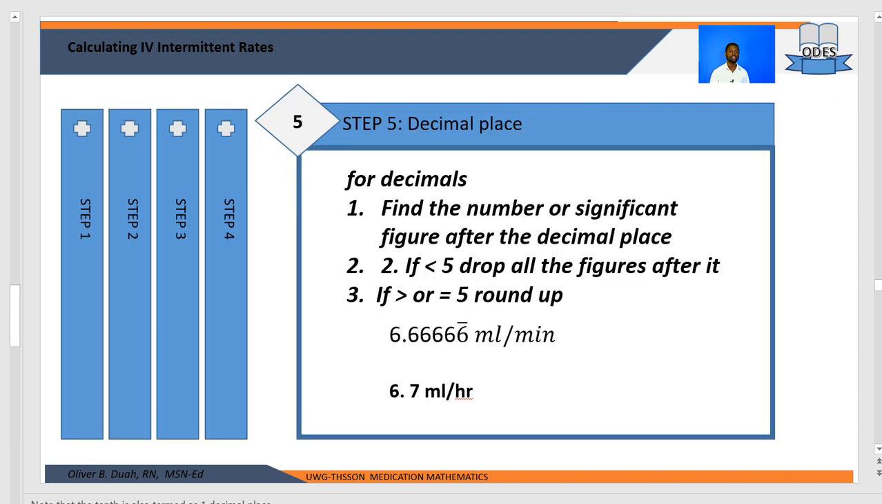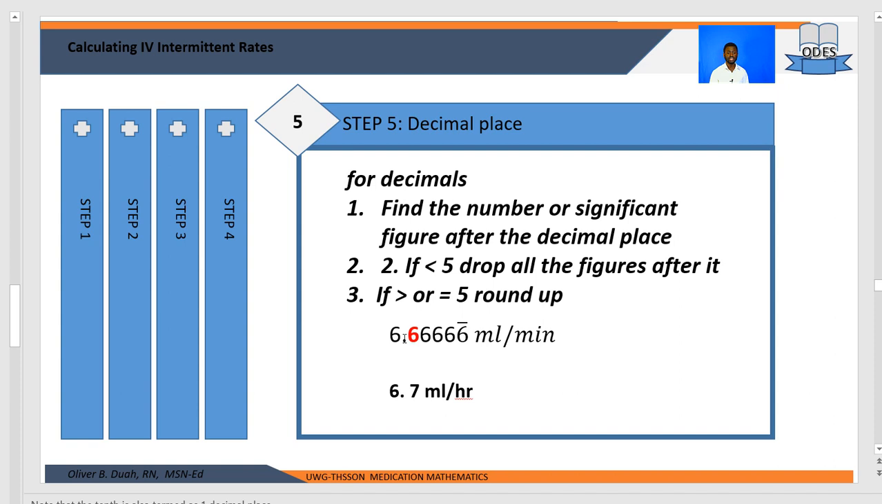Now the question says that we should leave our answer to the tenth decimal place. So the tenth decimal place is just up to 1 decimal place. So one figure after the decimal. That is what we are going to leave our answer in. So to do this, we have to first find the figure after the decimal place. And so this is going to be 6 after the decimal place.